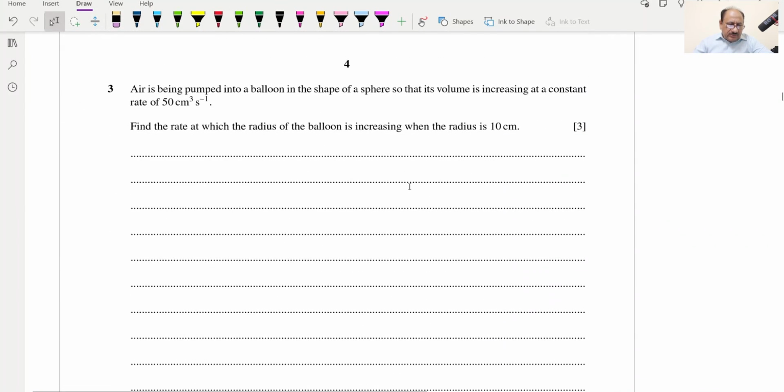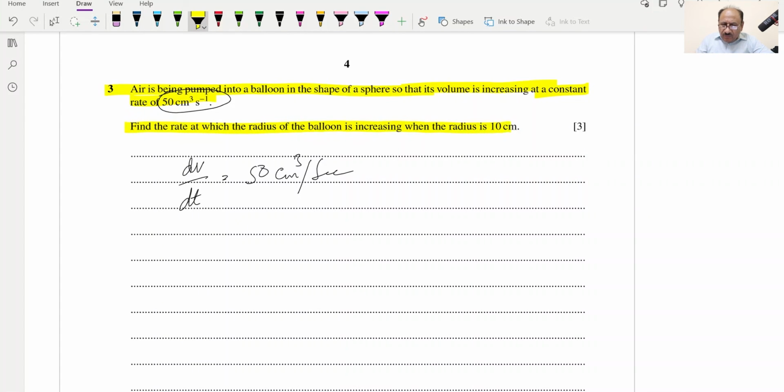Now question number 3, it says air is being pumped into a balloon in the shape of a sphere so that its volume is increasing at a constant rate, that is 50 centimeter cube per second. So the change in volume dV over dt with respect to time is equal to 50 centimeter cube per second. Next, they are saying find the rate at which the radius of the balloon is increasing when the radius is 10 centimeter. So we need to find dr over dt, the change in radius with respect to time.